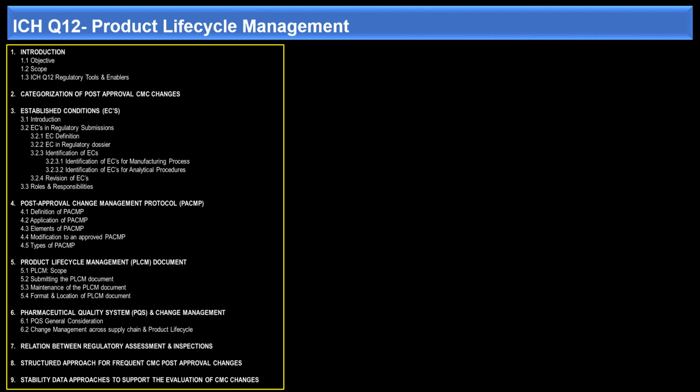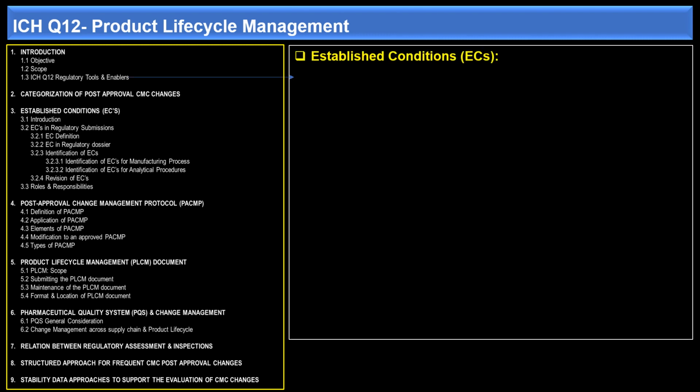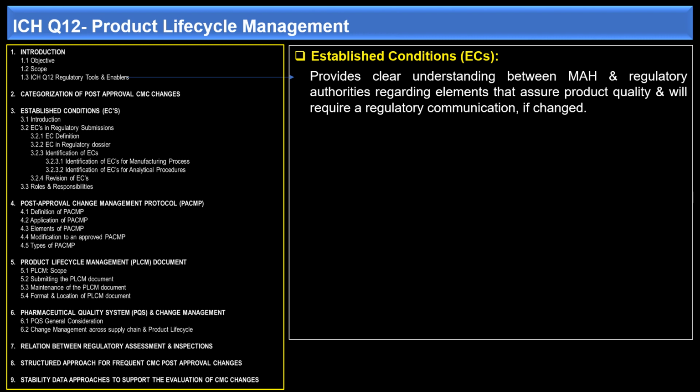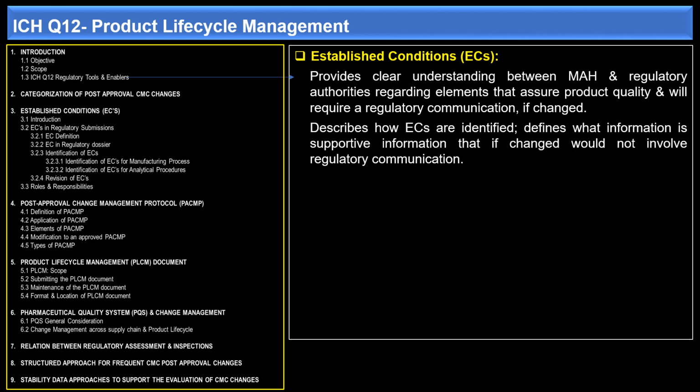Under the introduction, it provides regulatory tools and enablers, which includes specifically the established conditions. We have seen at the starting of this presentation, established conditions provide clear understanding between the manufacturing authorization holder and the regulatory authorities regarding elements that assure product quality and will require a regulatory communication if they are changed.